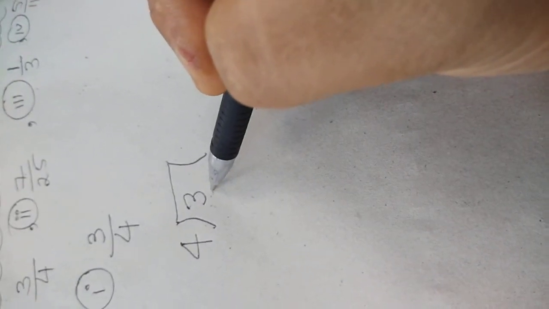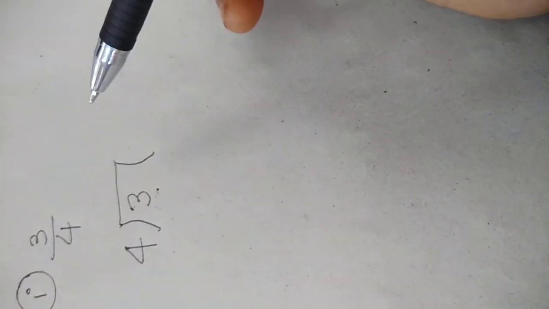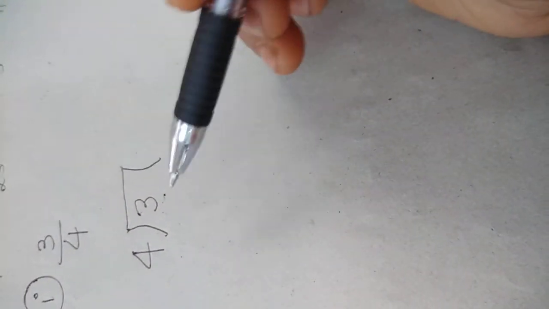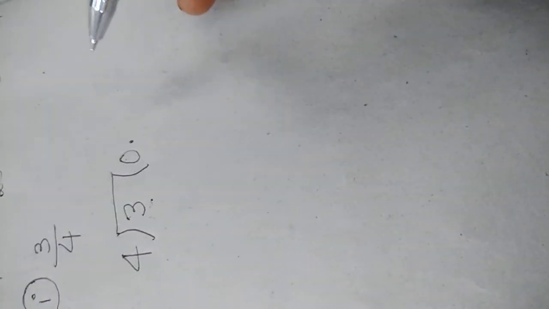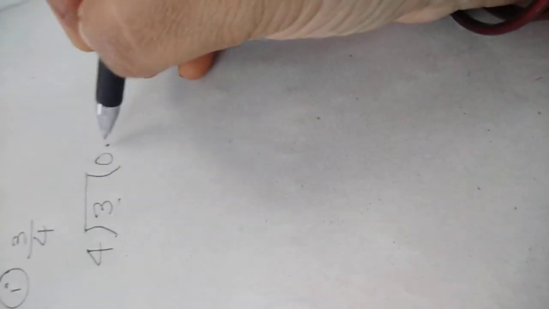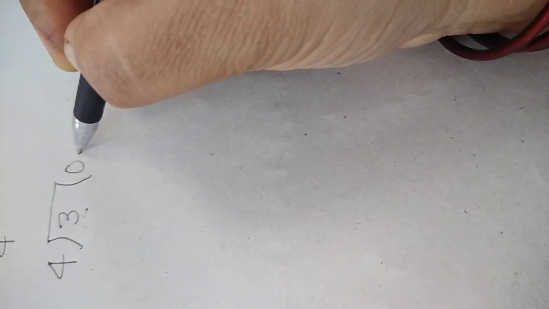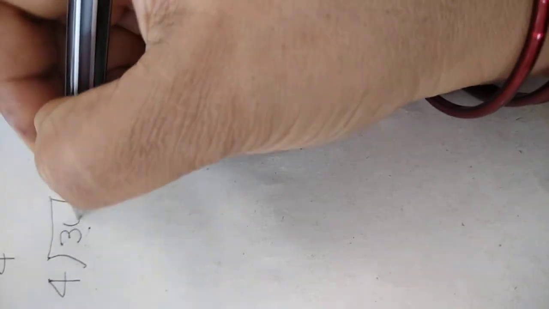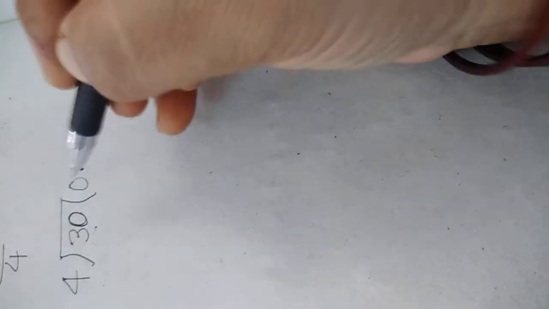Okay. Now we observe here that 3 is smaller than 4. Then in 4's table 3 is not there. So what to do? We have to put 0 point. And this decimal point will give 10 free to the 3. So it became 30. Now you count 4's table.